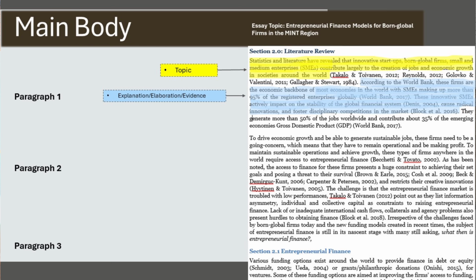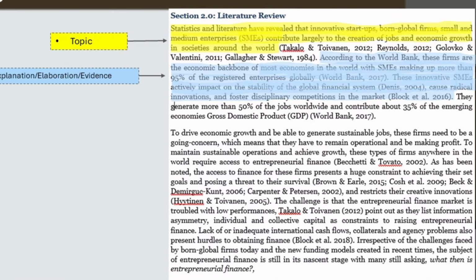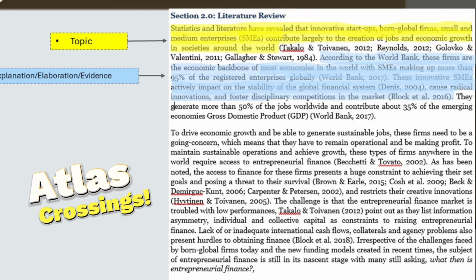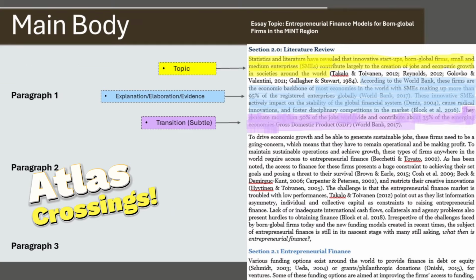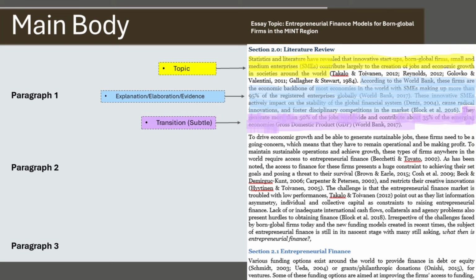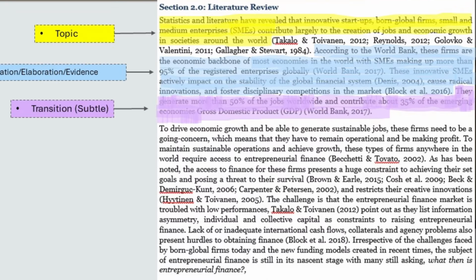The explanation, elaboration, or evidence section of your paragraph describes or explains or critically reviews the topic. It goes a bit further to discuss the topic and explain, providing evidence where necessary. The transition part of the paragraph helps us to conclude the paragraph we're currently in and builds us up for the next paragraph or the next section.